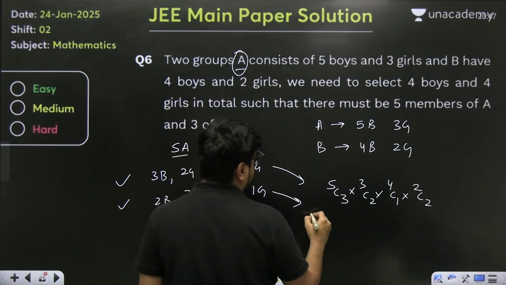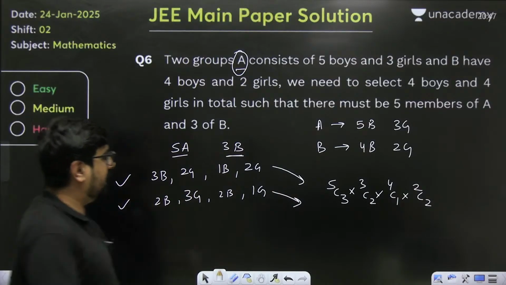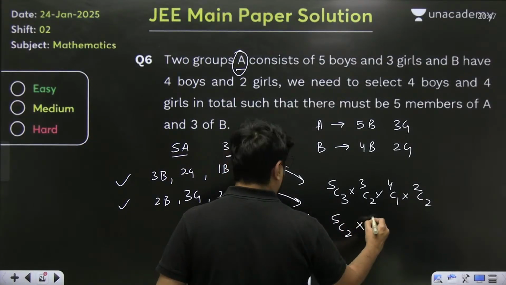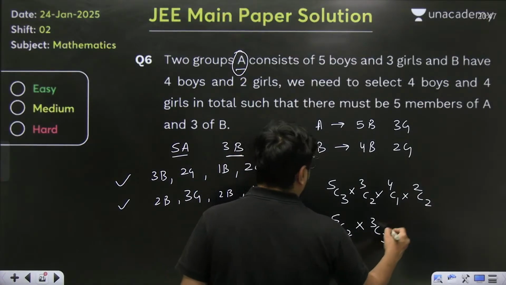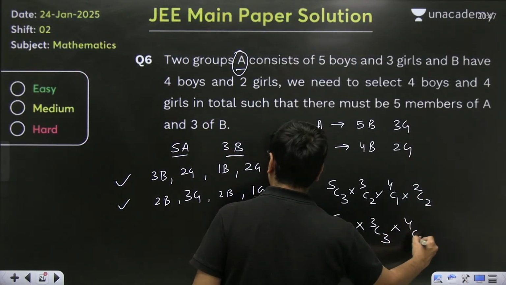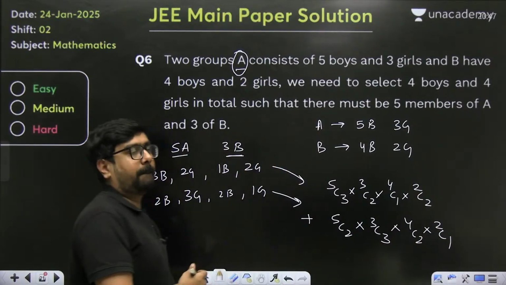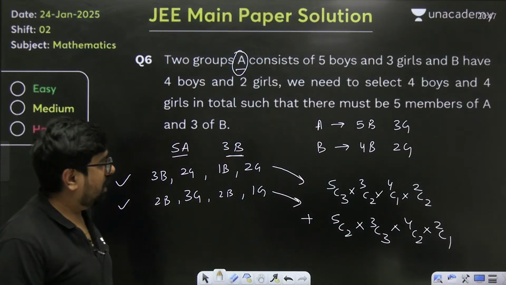Right? Either this way we can choose, or what we can do is addition of the other case. That means 5C2 into 3C3, all the 3 girls will have to be chosen, into 4C2 into 2C1. Right? This will be the addition. So how much will this be?